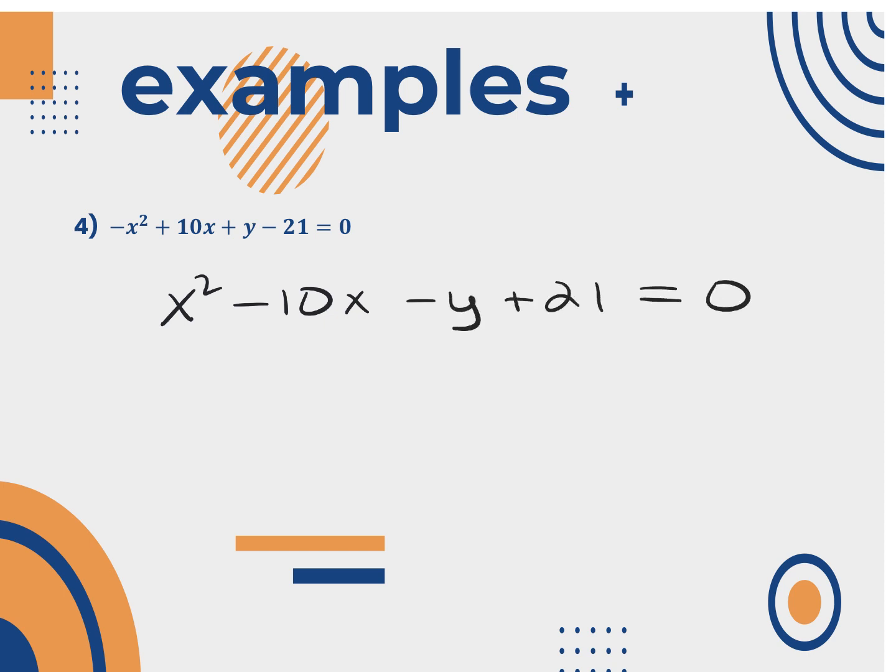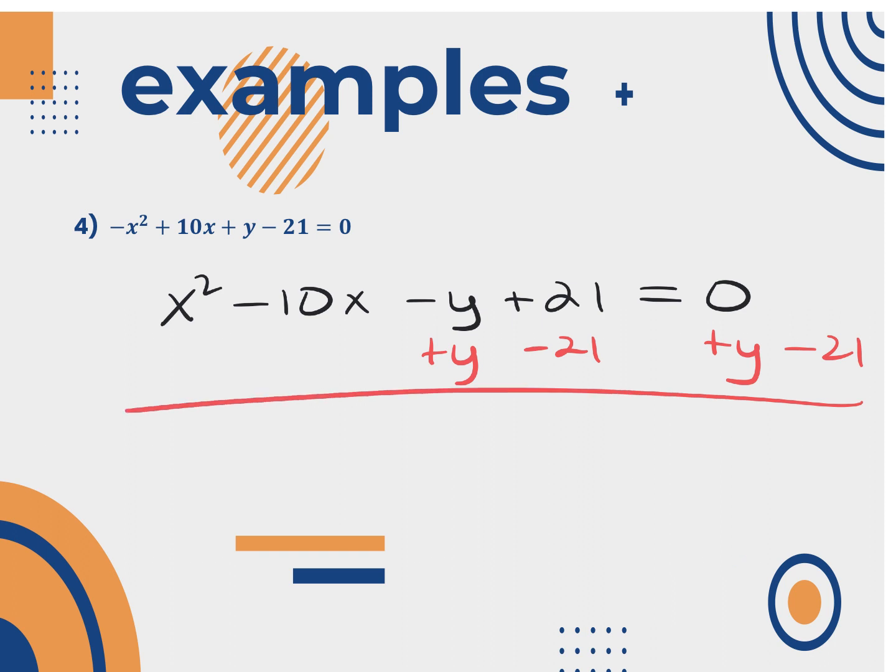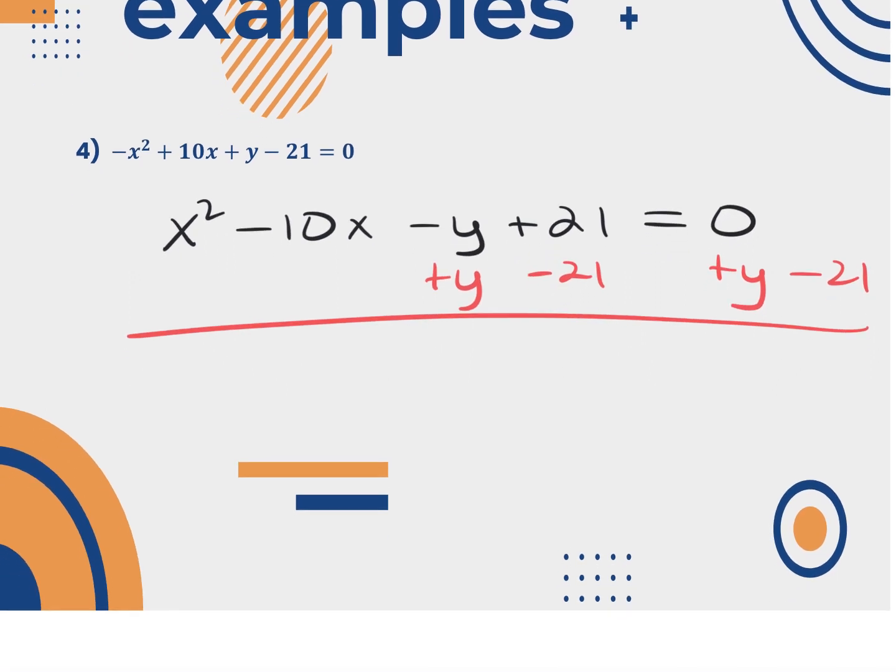Now, when it's a parabola, we're going to move the constant to the right side of the equal sign, and the variable that doesn't have a square goes with it. So I'm going to be adding y to the other side and subtracting 21. I'll just do it all in the same step here. So now I have x squared minus 10x, leave a blank space, equals y minus 21.